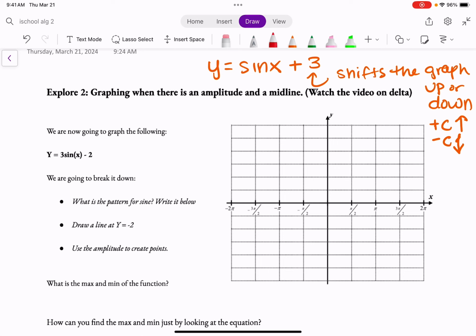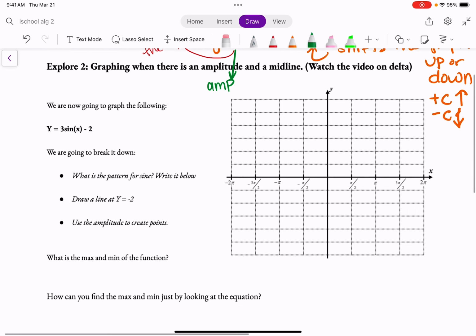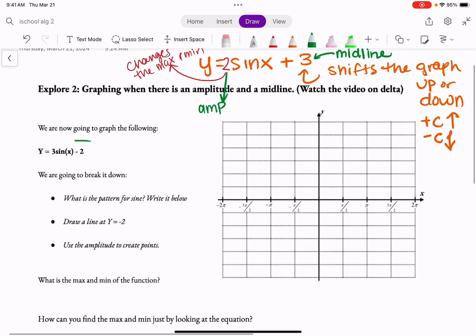Yesterday, or 8.1, you learned that if there's a number in front of here, that stretches it, right? And it changes the max and min. Okay? And remember, this number is what we call the amplitude, and this is what we call the midline, okay? In fact, it's the line that cuts the graph in half horizontally, okay? So we're going to talk about how we graph this type of function, okay?